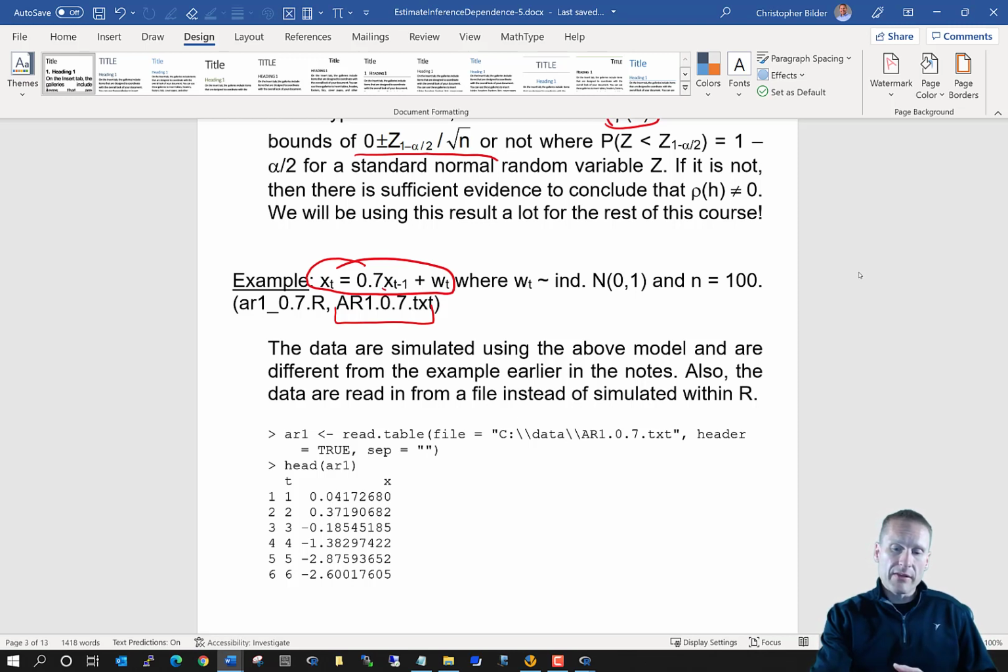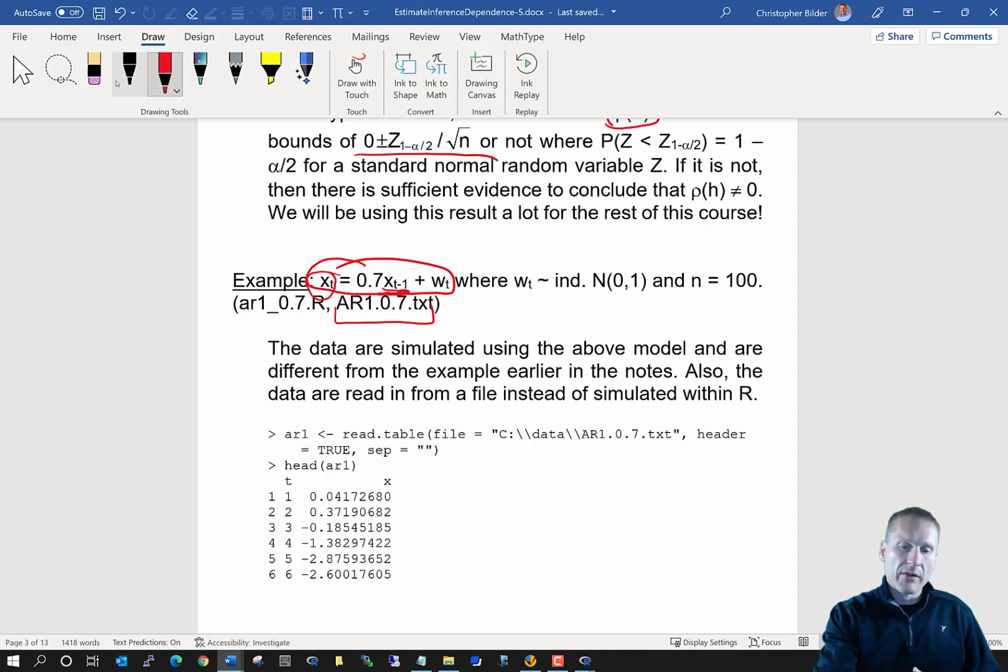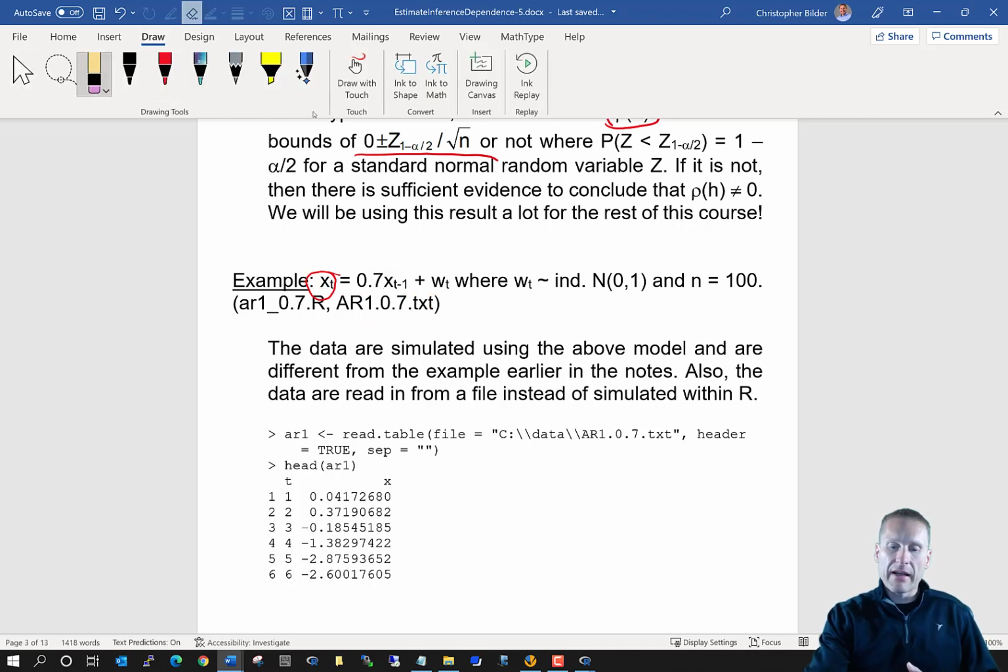Because notice inside this model, if I go back one time point, that's going to have a really important effect on what x of t is. Well, what about now a lag of 2? Again, I could plug in, and we've seen this before, what x of t minus 1 is. It's 0.7 times x of t minus 2 plus w of t minus 1.